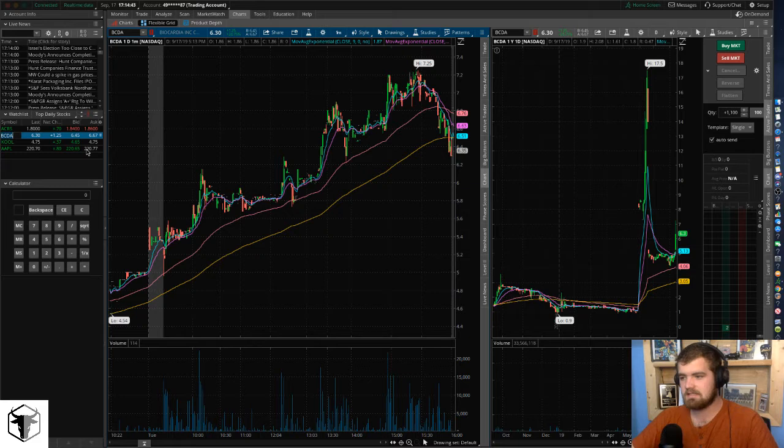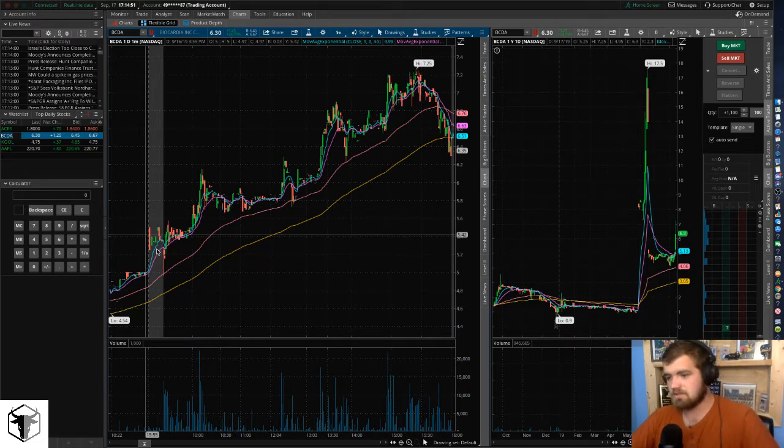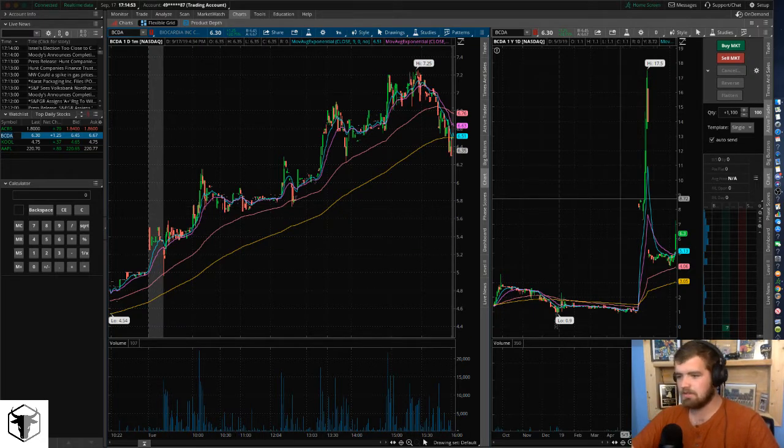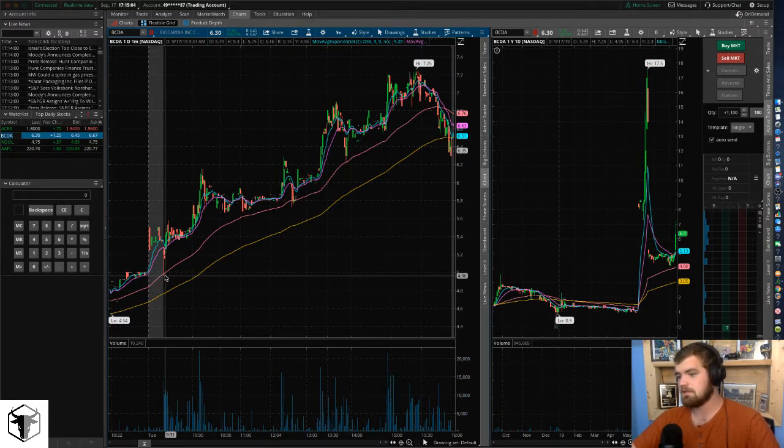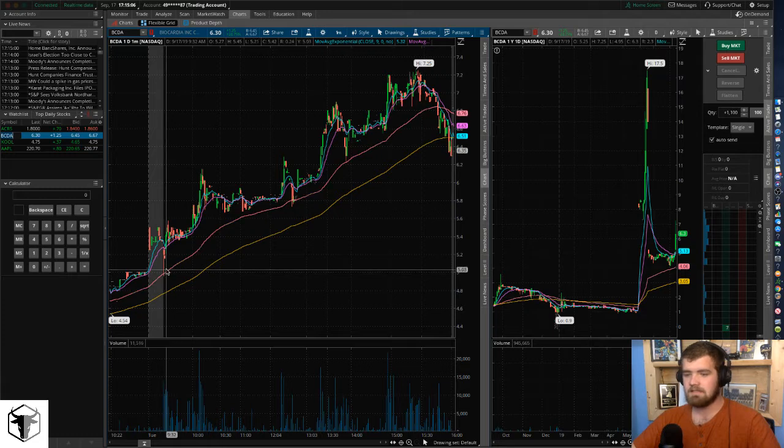This stock is at 6.30 here. Just by looking at it, we're in an upward trend market. The stock is above all of the moving average lines for the most part. When it comes in contact with the very first 90 moving average line, it looks like it's using it as support.